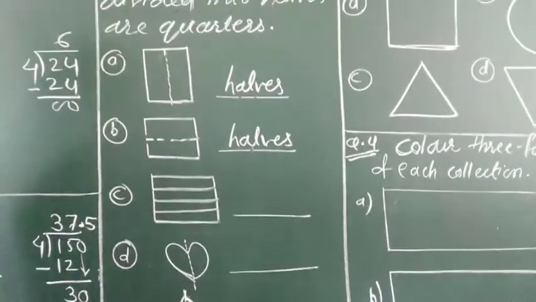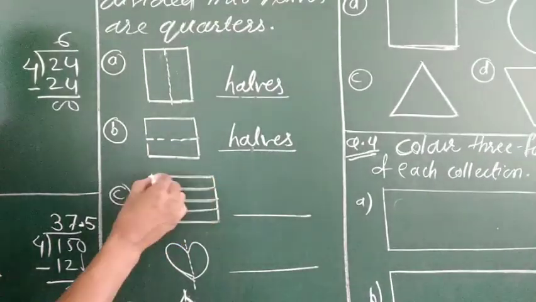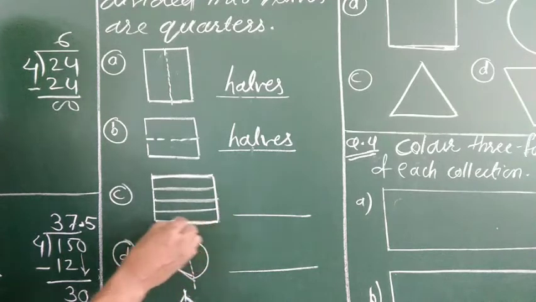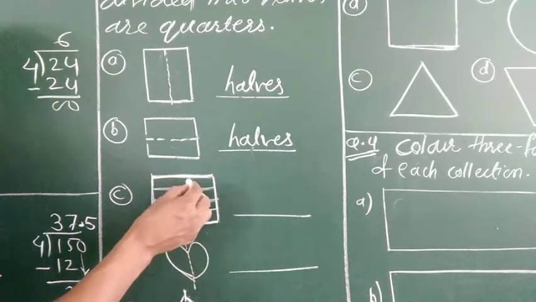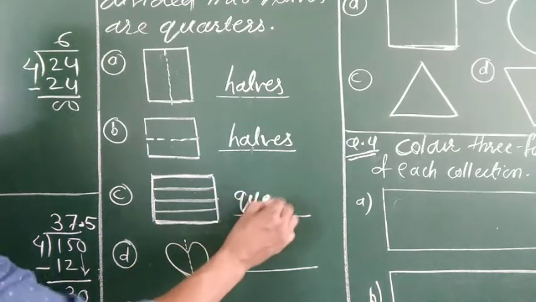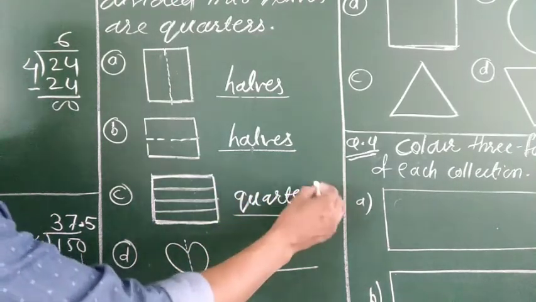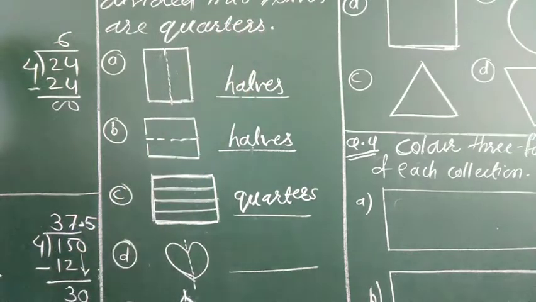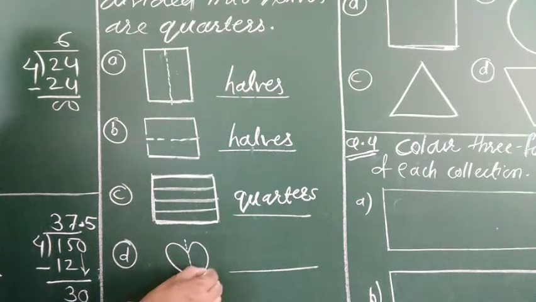And now number C. See, this shape, this is a complete shape. This is a complete set, and this is divided into 1, 2, 3, 4 parts. These are 4 equal parts. So you can write here quarters.